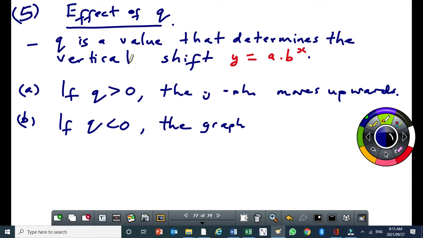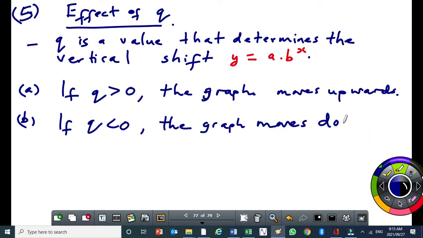All right. So the graph moves upwards. If q is less than 0, the graph moves downwards. So make sure you remember this. I've spoken about it when I talked about the quadratic function, the type of order as well. So the meaning of the q is the same.